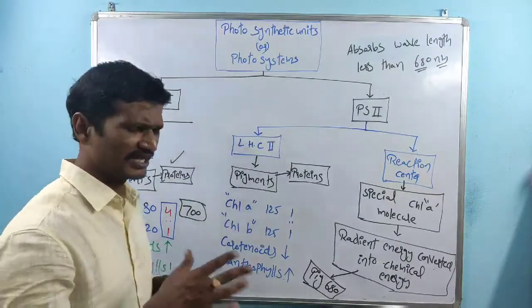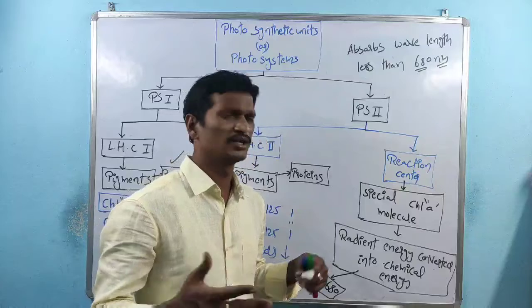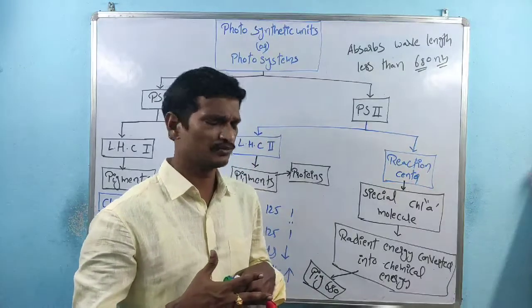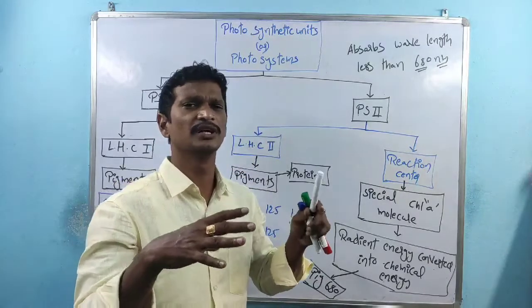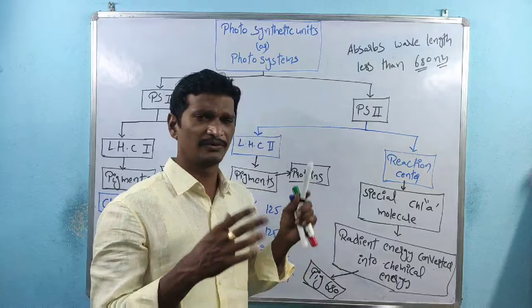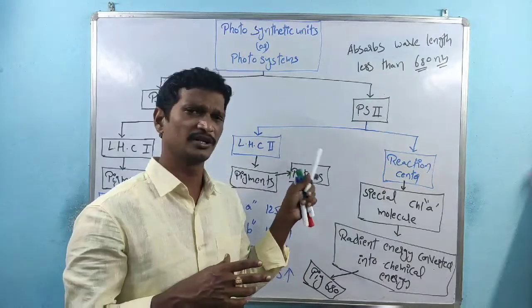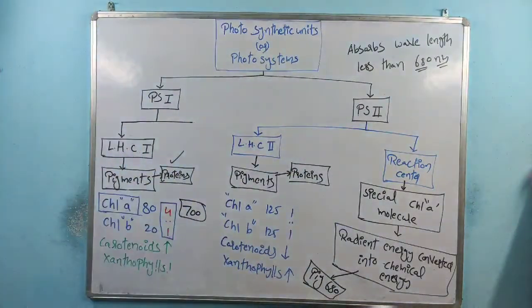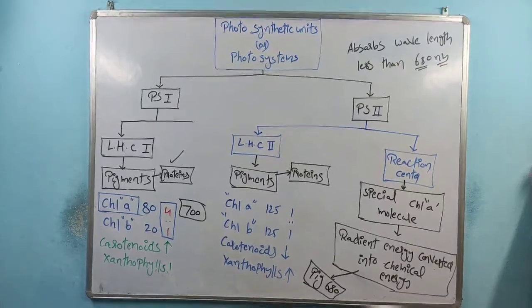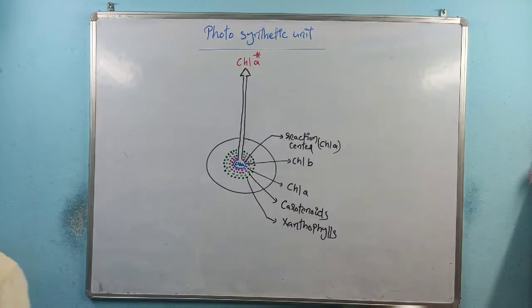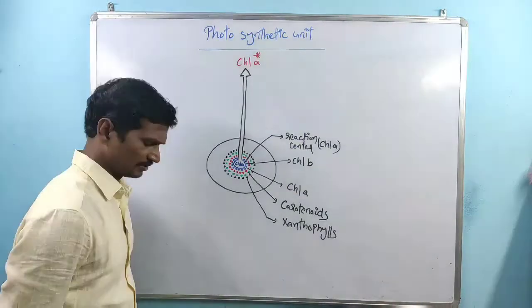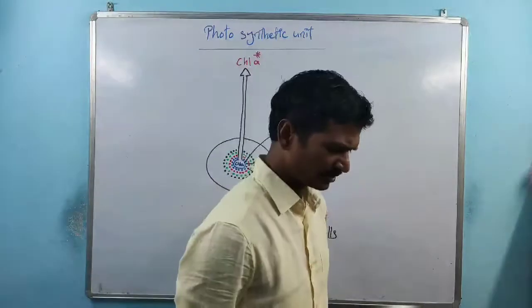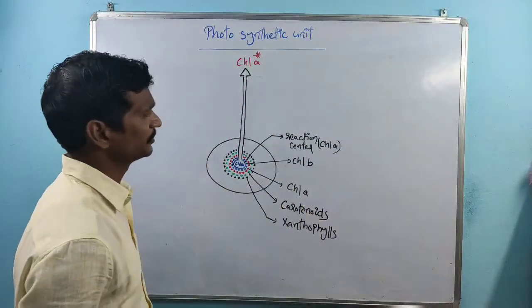Next we'll discuss the accessory pigments and how the transportation takes place. First of all, we discuss the composition and functions of LHC, PS1 and PS2 also, right? This is the arrangement within the photosynthetic units.